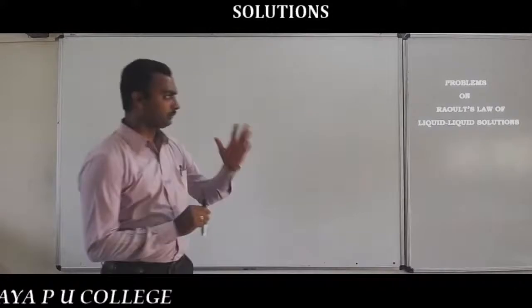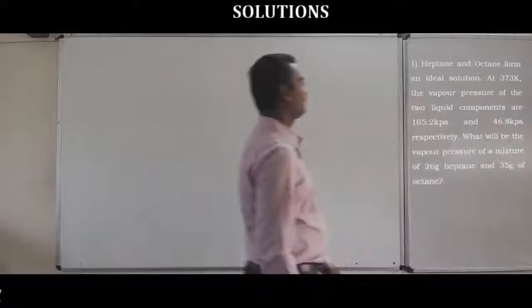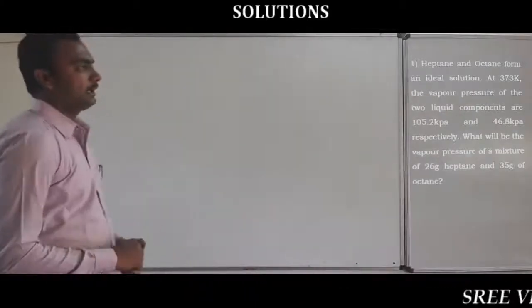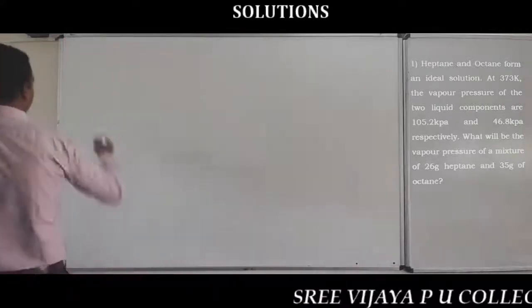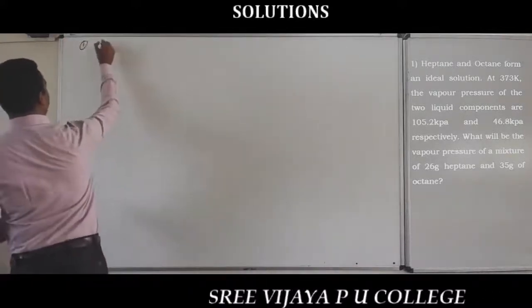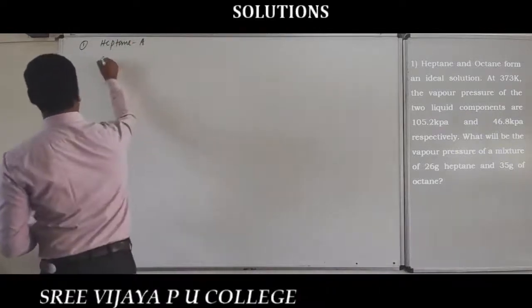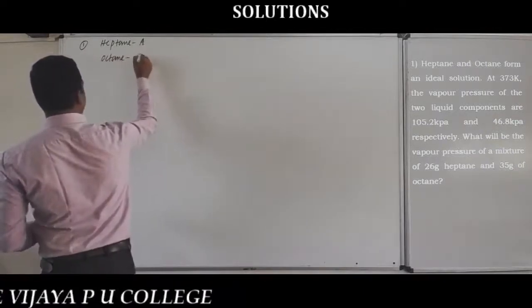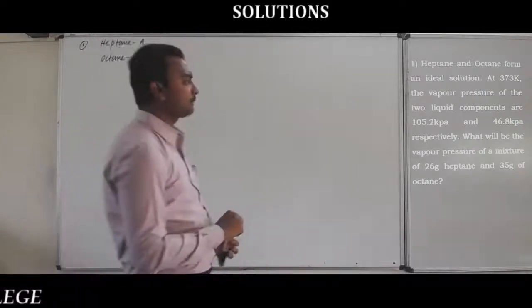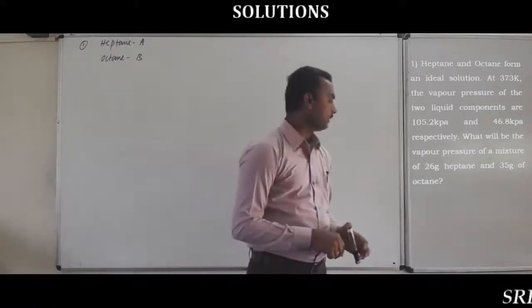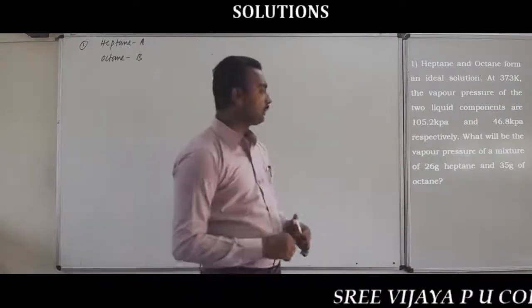Based on that, we have considered the problems. The first problem is based on Raoult's law of liquid solution. Heptane and octane form an ideal solution, so there are two components here. Problem number 1: heptane is taken as component A, and octane is taken as component B. At 373 Kelvin, the vapor pressures of the two liquid components are 105.2 kilopascal and 46.8 kilopascal respectively.